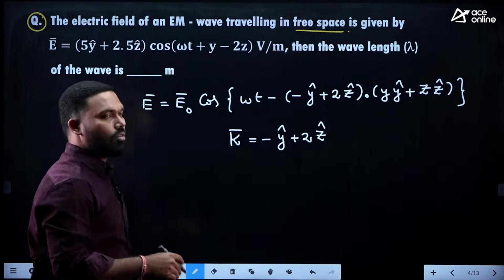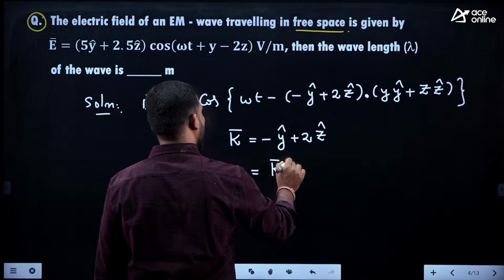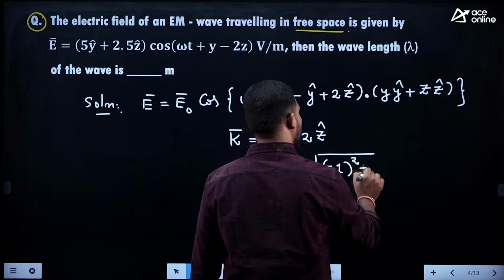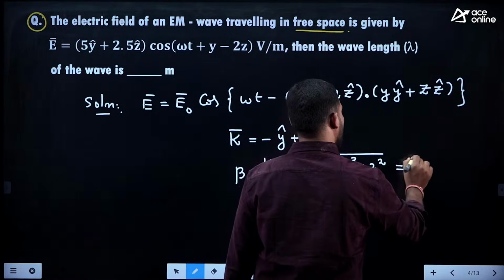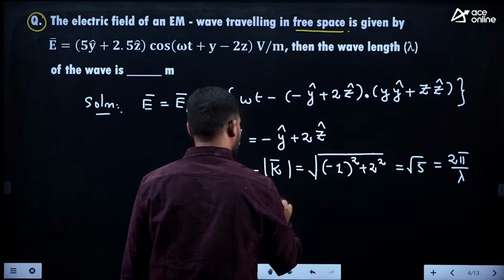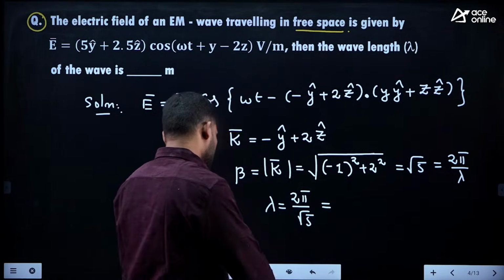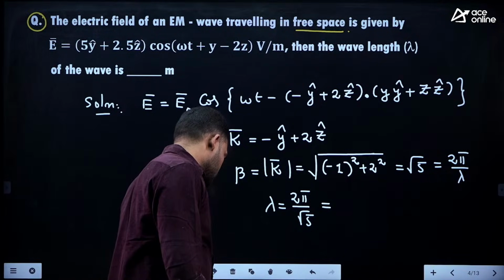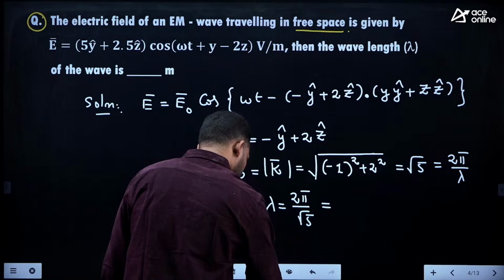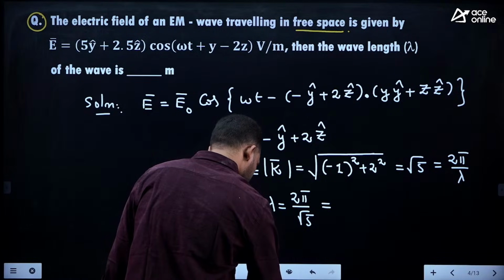It is asking for the wavelength. Let us find out what beta is. The magnitude of k is nothing but beta, which is equal to square root of minus 1 square plus 2 square, which is equal to square root of 5, which is equal to 2 pi by lambda. So here lambda is equal to 2 pi divided by square root of 5. So how much is this, guys? What is this value? Let me check out. 2 pi divided by square root of 5.